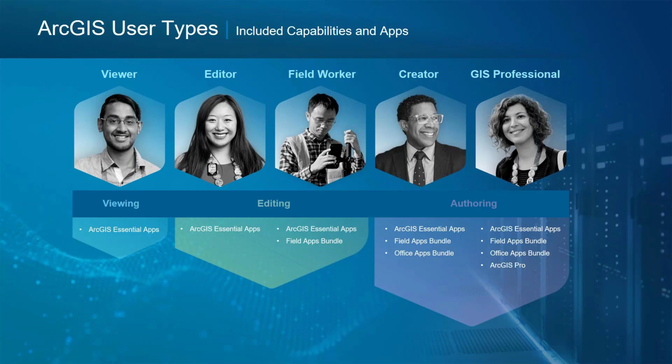So for editing purposes, and actually something to point out, all user types do have access to the ArcGIS Essential Apps bundle. The editor and the field worker are actually able to go in and edit, whereas the viewer is just able to view only. The difference between the editor and the field worker is that the field apps bundle comes with the field worker user type, and they're able to use those apps in the field to enter data. We talked about the creator and the GIS professional. They basically have access to everything, with the only difference between the two being that license to ArcGIS Pro.